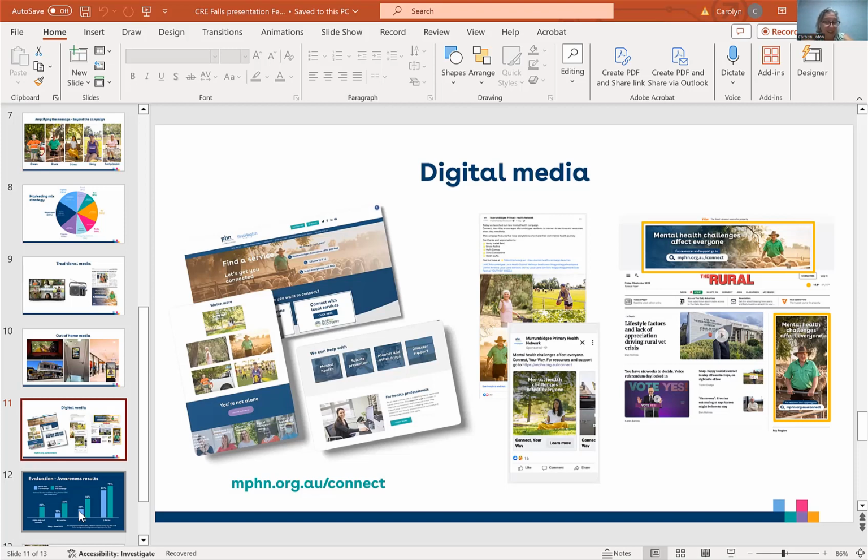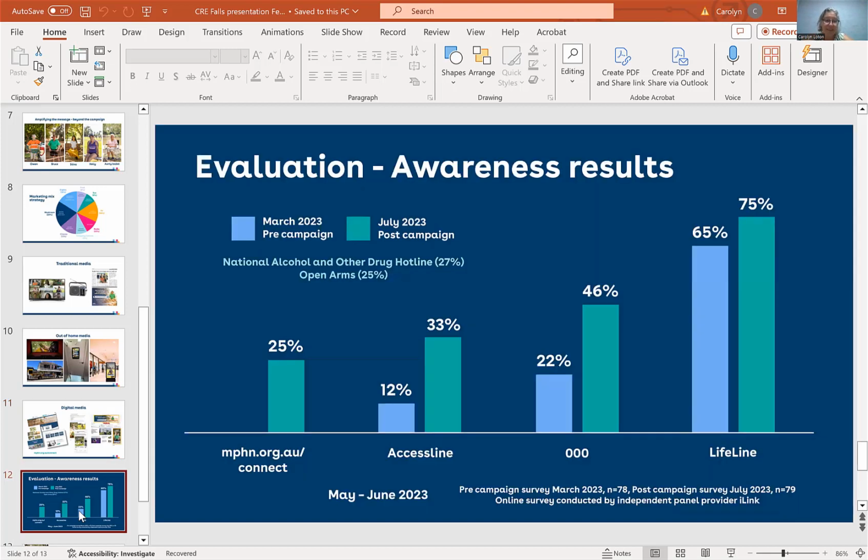In terms of how successful was it? We're very proud of the success. So we undertook pre and post campaign evaluation. That was done by independent providers, who interviewed a cross section of randomly selected community members in an online survey. The first survey was conducted in March 2023 before the campaign, and the second one in July 2023.